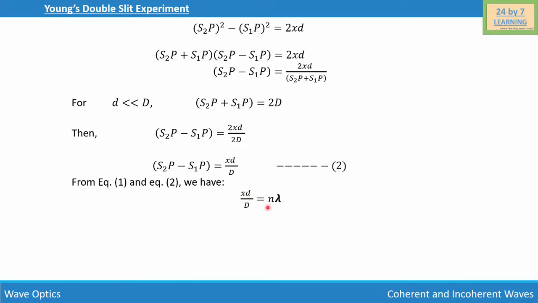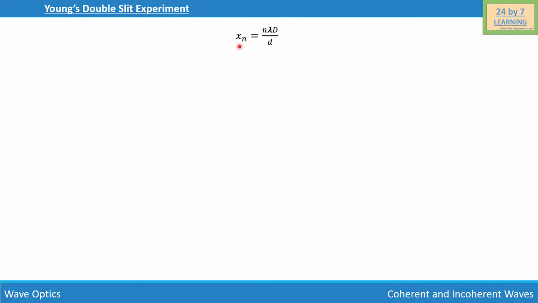So from equation 1 and 2, we have xd over capital D is equal to n lambda. Now if we want to find the value of x, we will get x is equal to n lambda capital D over small d. This x is basically for n, so we can also write xn is equal to n lambda capital D over small d.